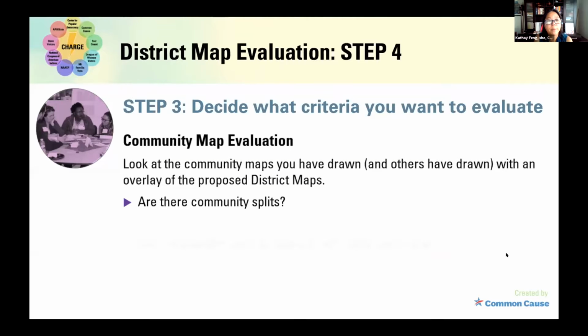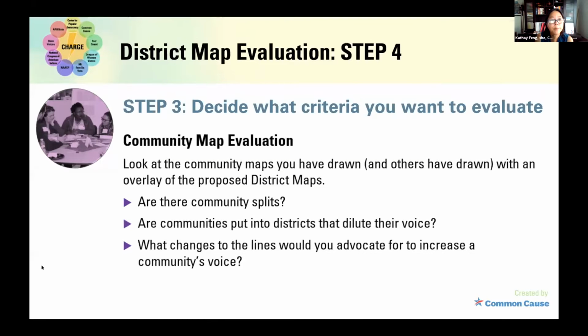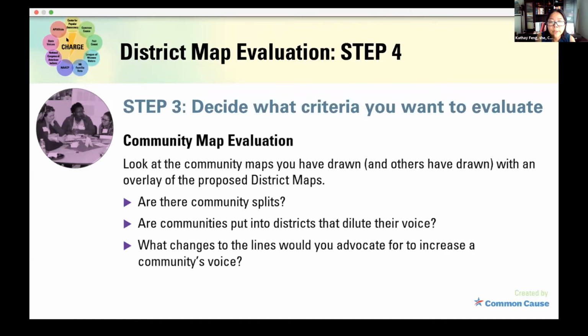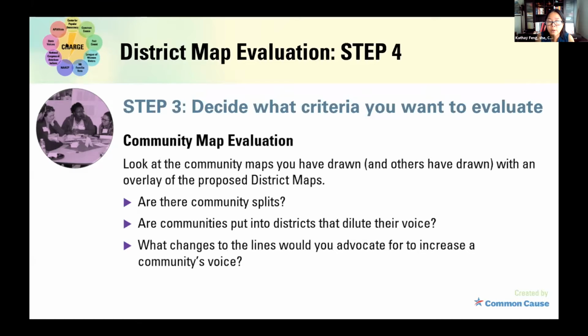Another one of the important criteria that we'll want to think about, because a lot of our groups have been working on drawing community maps. So doing a community map evaluation is thinking about if I have all of those community maps put together, and then I overlay it with the lines of the proposed district maps. And those proposed district maps might be coming from your governing body, the state legislature or city council, might also be coming from a commission, or it might be coming from other organizations, right? And you'll want to ask the question, are there community splits? Are there communities that are put into districts that dilute their votes? And very specifically, if you could recommend changes, what changes to the lines would you advocate for to increase a community's voice? Next.